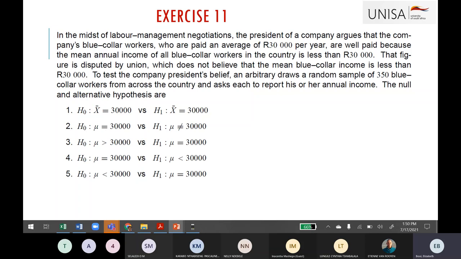State your null and alternative hypothesis. 1, 2, 3, or 4? Which one of it? I think it's 4. I think it's 2. I'm also going to go for 4. I will say 4 as well, because it's less than. Yes, the union doesn't believe it's less than 30,000.